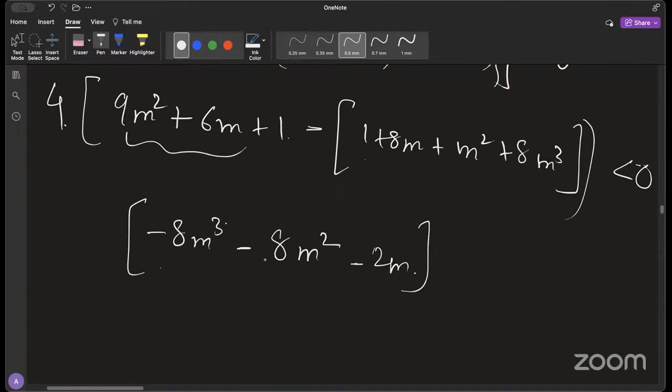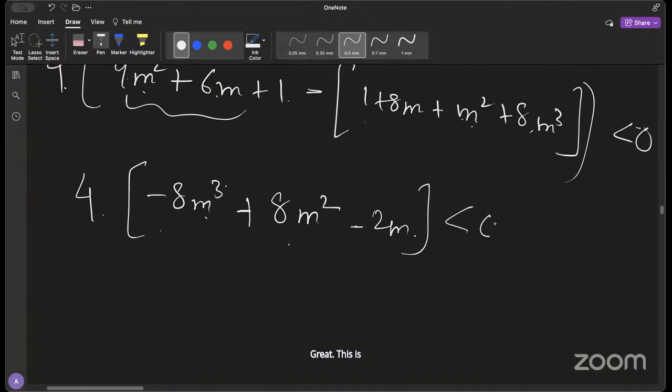Right? And we have a 4 here. Just once again, 9m and 8m. Minus 8m cube, minus m square and 9m square, so you should have a positive 8m square here. And 6m and minus 8m, negative 2m. Right, this is fine. This should be less than 0.